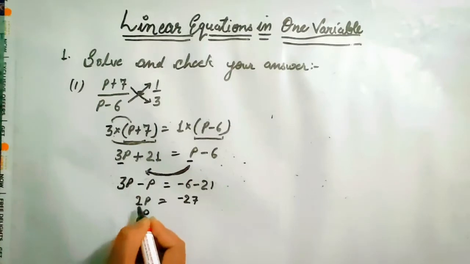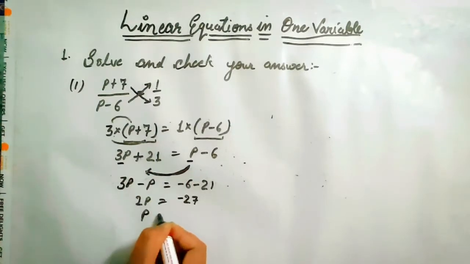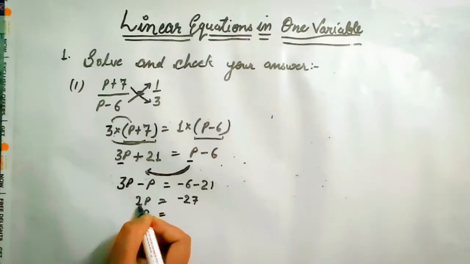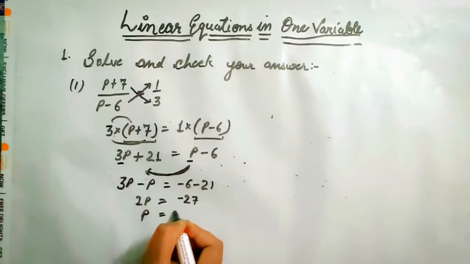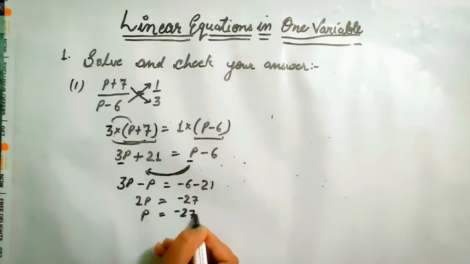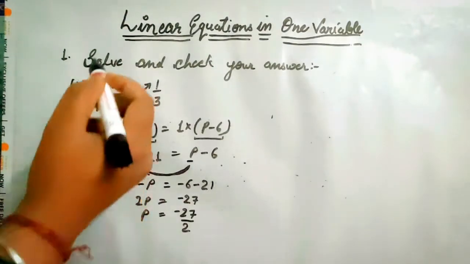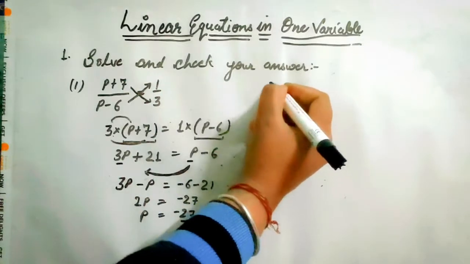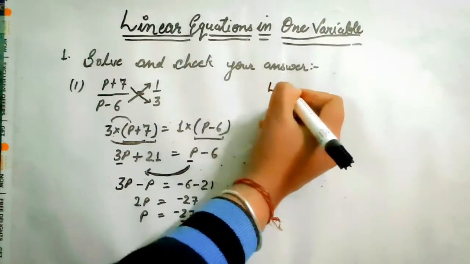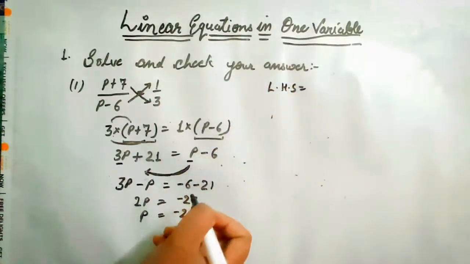Take 2 to the right side, it will go in divide because it is in multiplication of p. So p will be equals to minus 27 upon 2. This is the value of p. Now how we can check our answer? So let us take the left hand side of the question. To check it, take left hand side first of all.